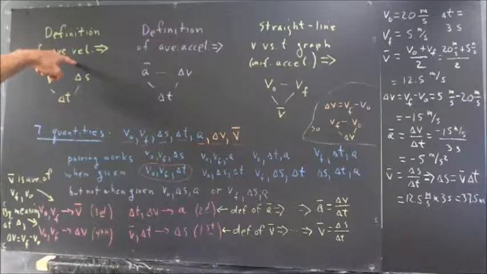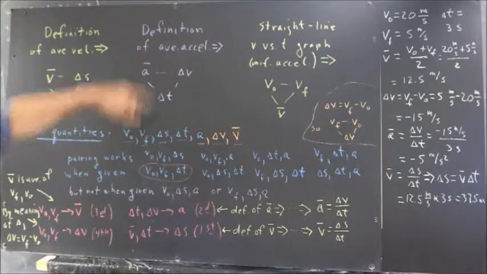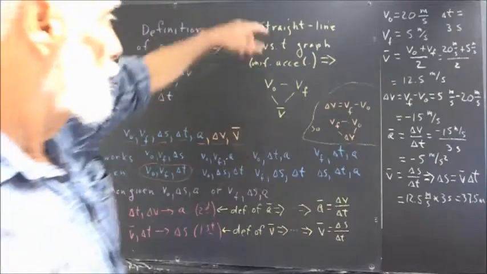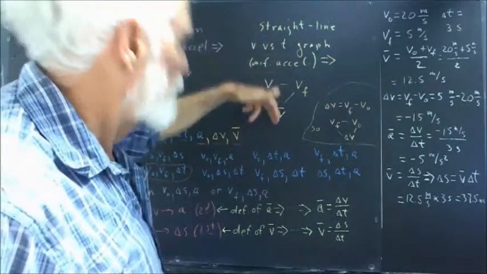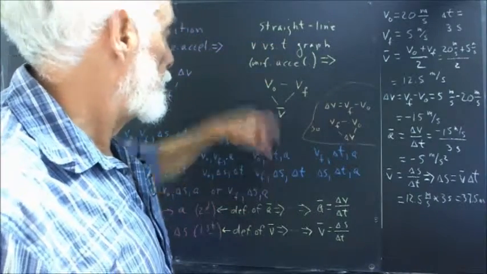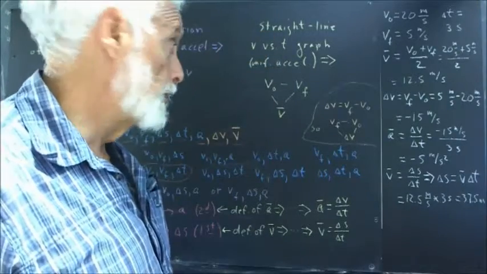The definition of average velocity, as we've seen, can give us this triangle. The definition of average acceleration can give us this triangle. The fact that a straight line v versus t graph implies that the average velocity is the average of the initial and final velocities gives us this triangle. And of course, that's the condition of uniform acceleration.